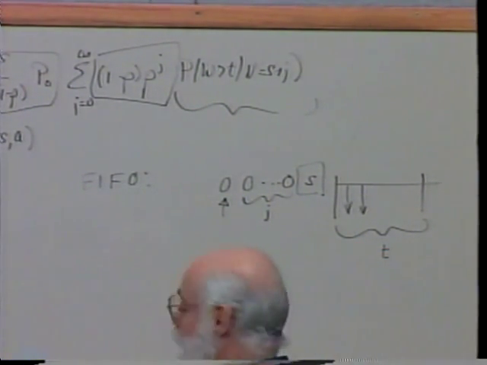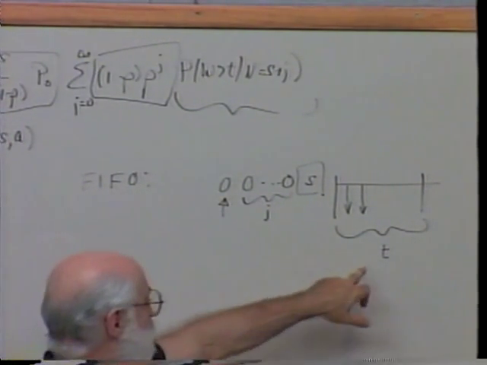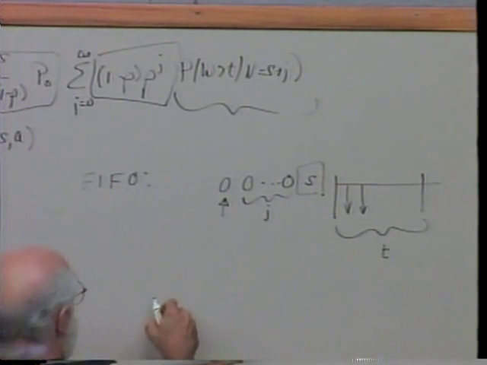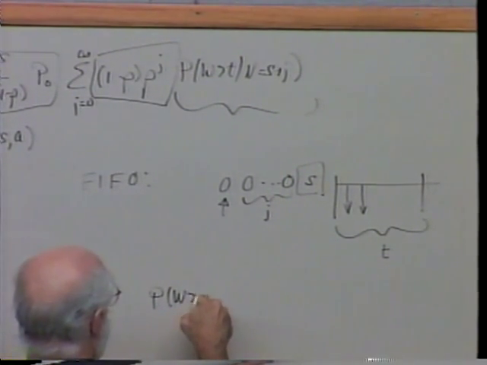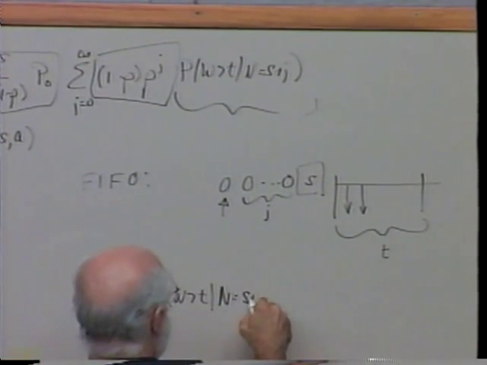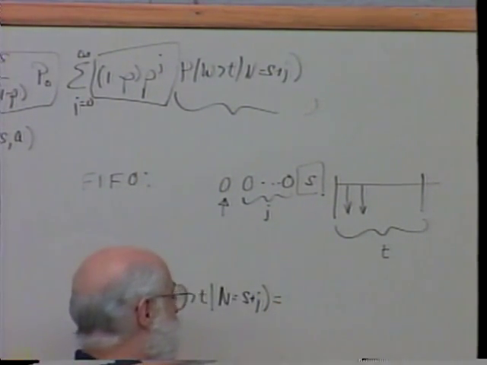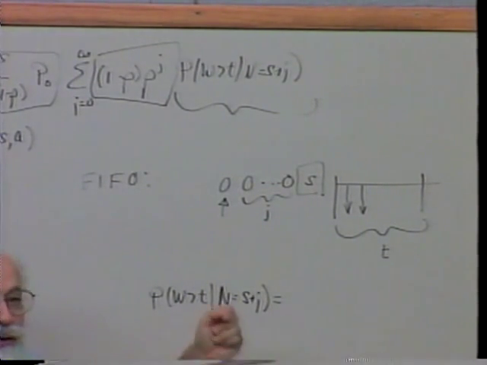So what I want to do is calculate the probability that during an interval of length t, I have j or less departures. Okay, so here's the interval of length t. The probability that I wait longer than t, if I find all servers busy and j customers on the queue in front of me, is equal to the probability that in this interval of length t, the number of departures is either 0 or 1 or 2 up to j.